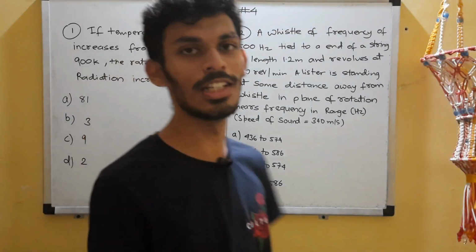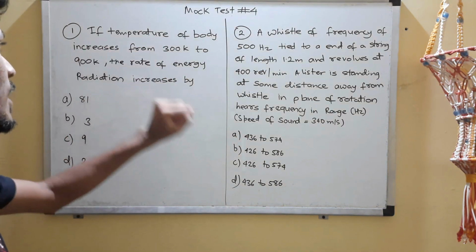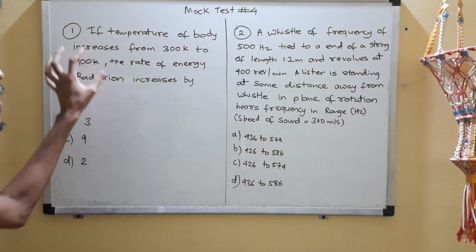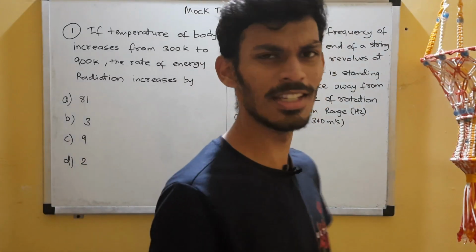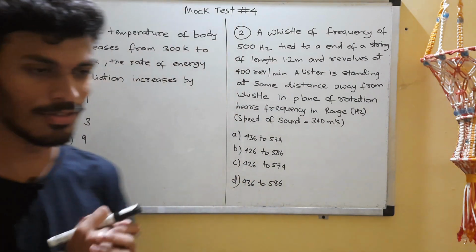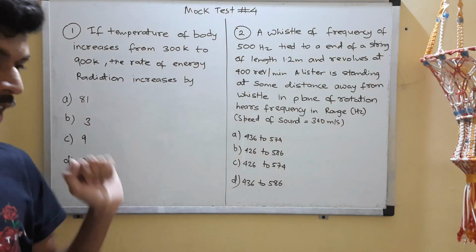Question 1 and 2 over here, let's dive straight into it. In question 1 we are told that if the temperature of a body increases from 300 kelvins to 900 kelvins, the rate of energy radiation increases by. Okay, so this is a simple application of Stephen's law. You can actually do it mentally. If you see the temperature becomes 3 times, right?